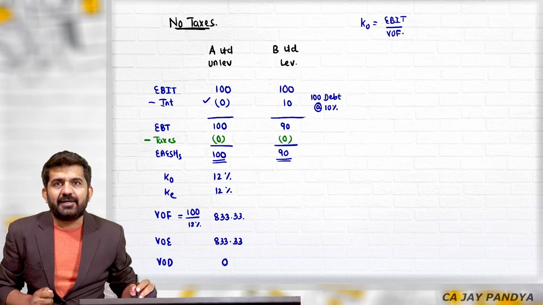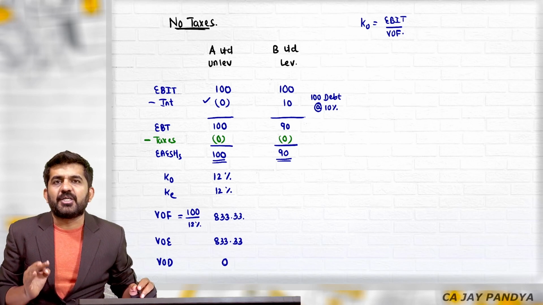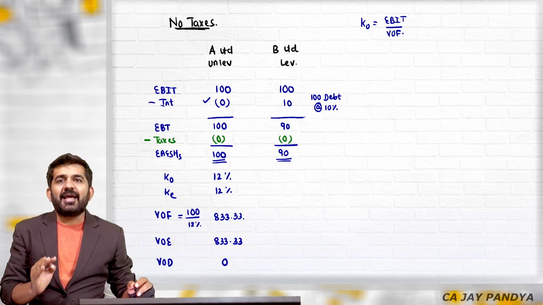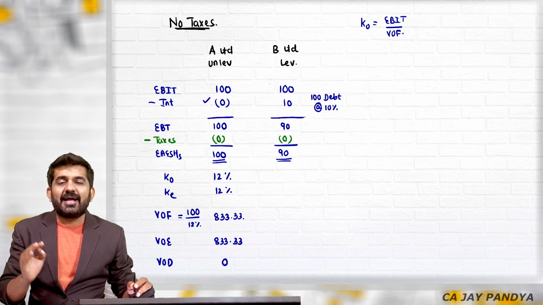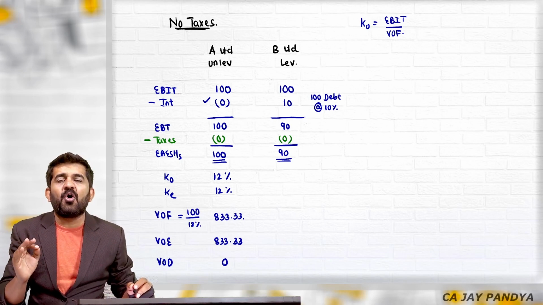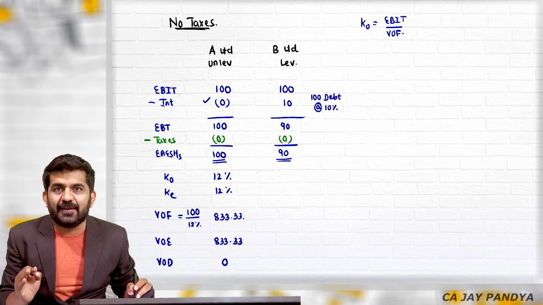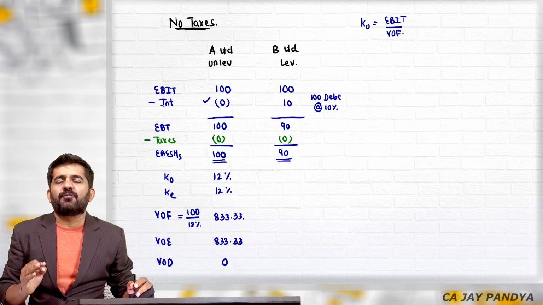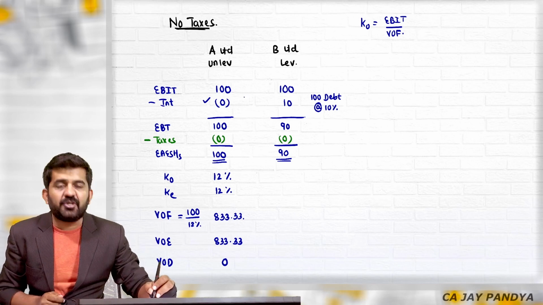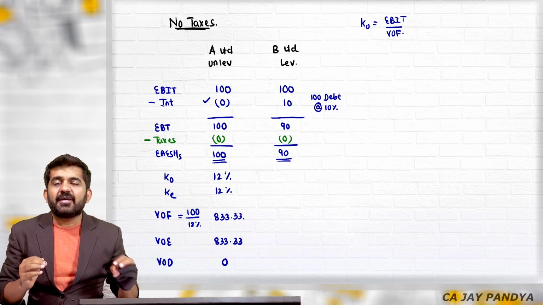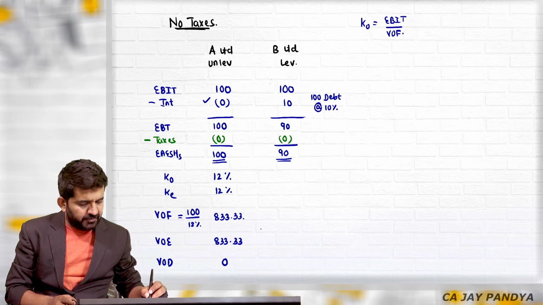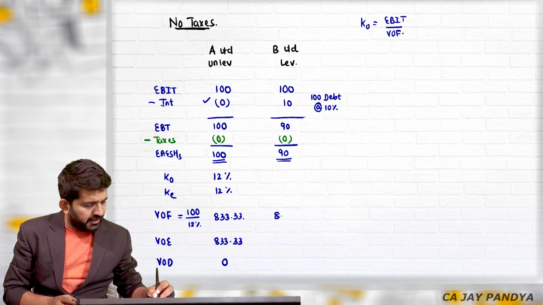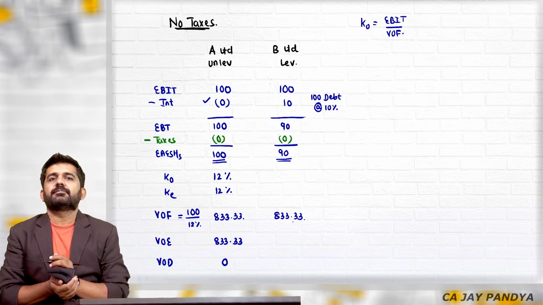Try to understand. Modigliani Miller assumes no taxes, and the theory says that value of a firm remains the same irrespective of your capital structure. EBIT of both the companies is same. Capital structure is different, but it will not affect the value of the firm. So value of the firm in levered company will remain 833.33.